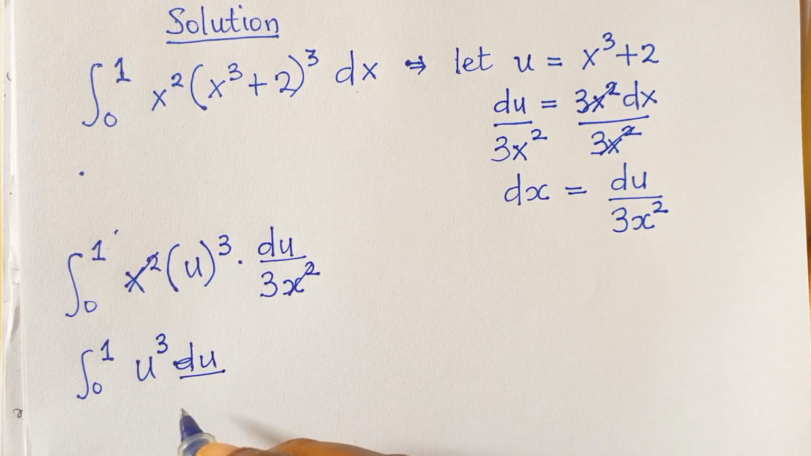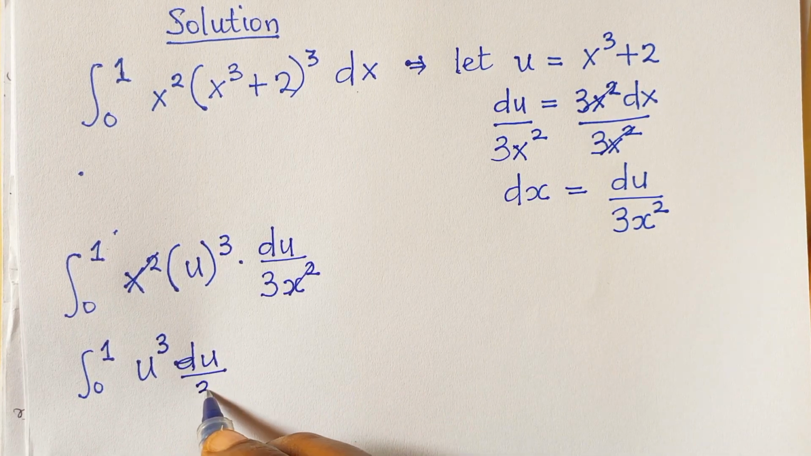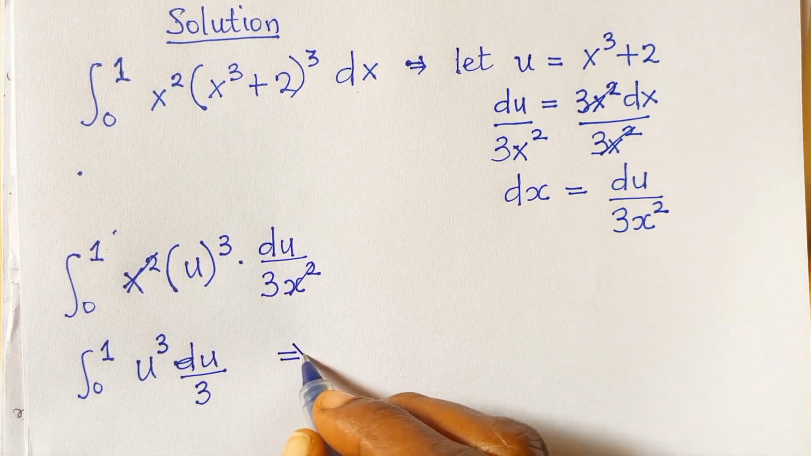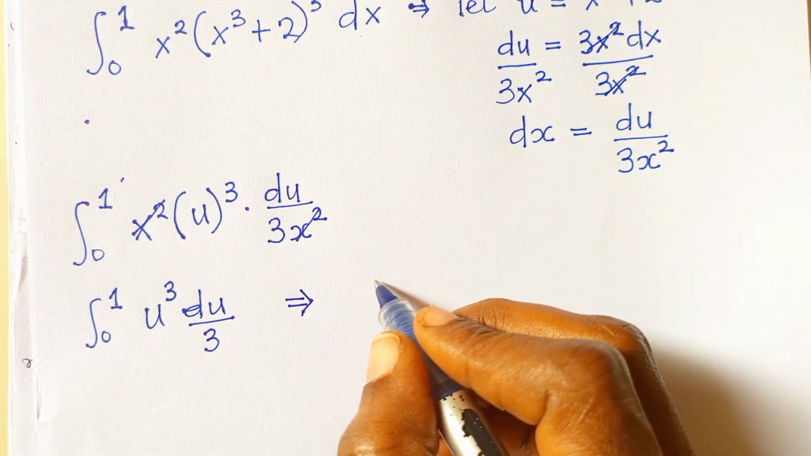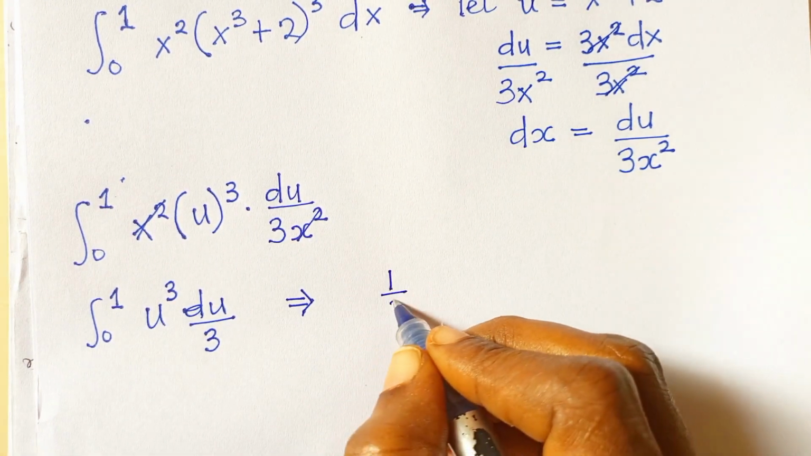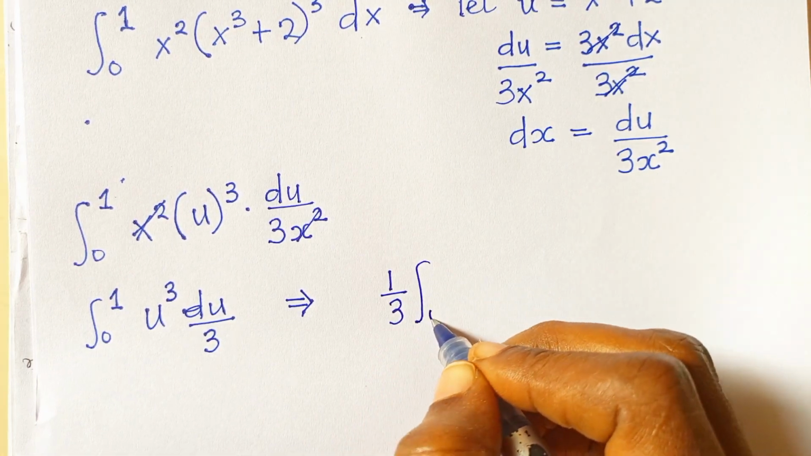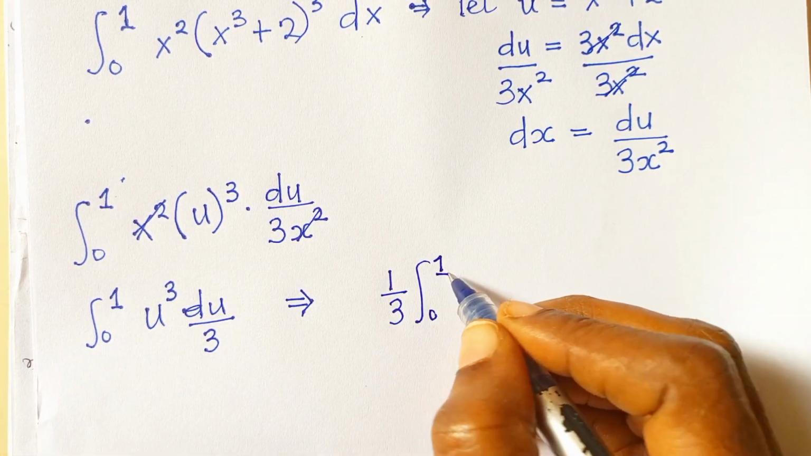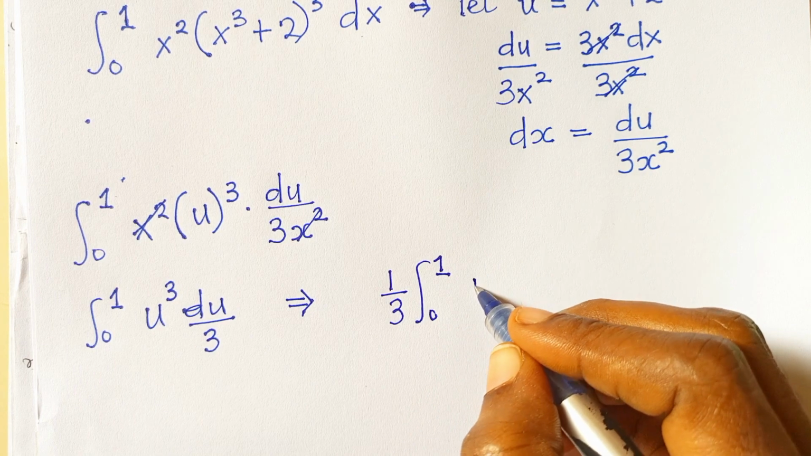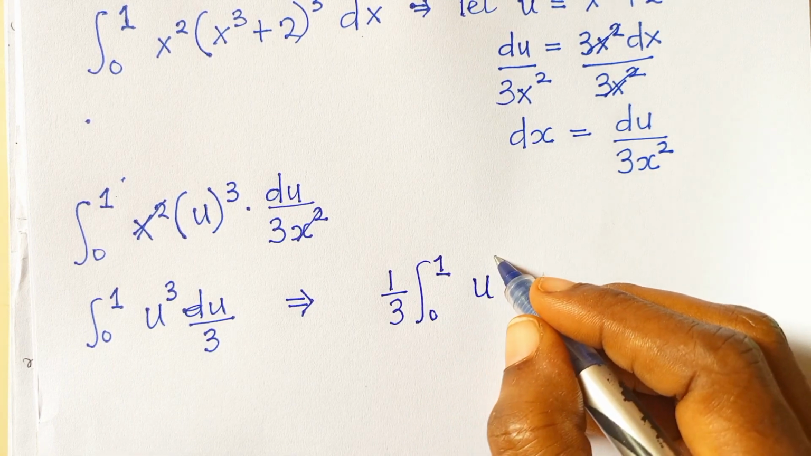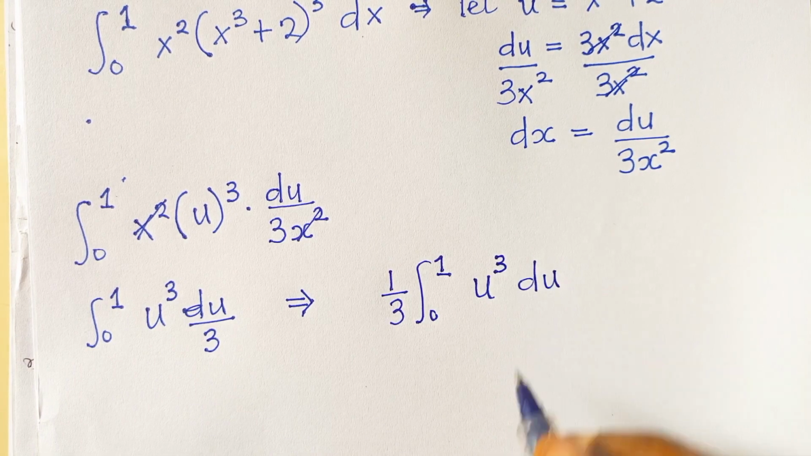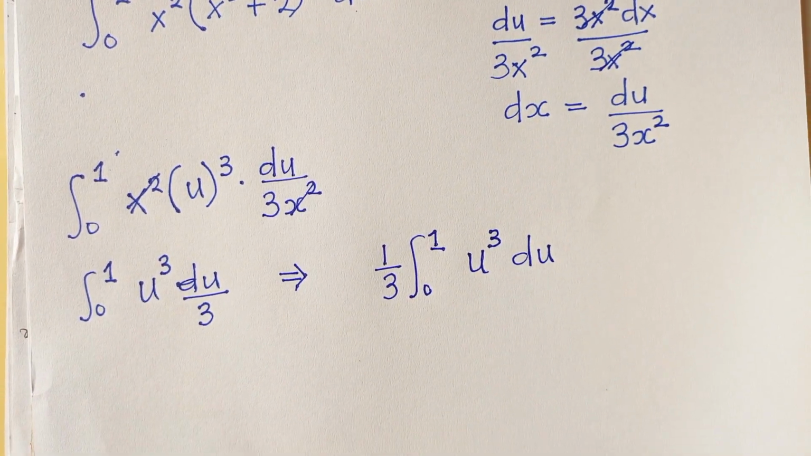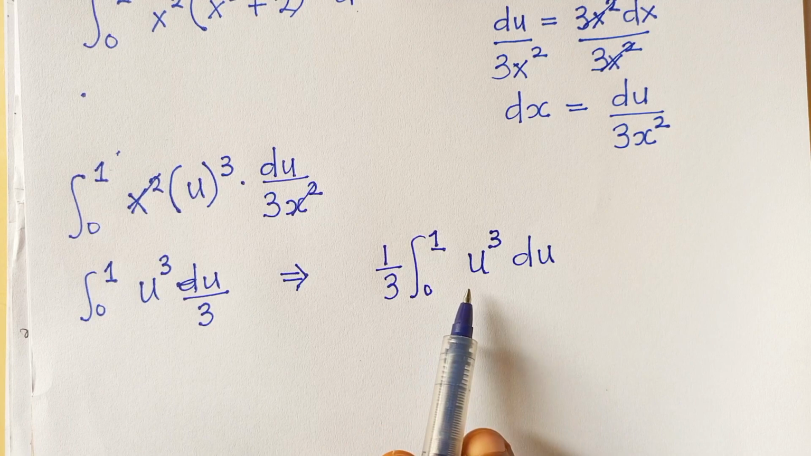Now from here we can see that we can factor out 1 over 3, which is a constant. So our 1 over 3 into the integral of u cubed du. So we reduced the first integral function to this function. So we can easily integrate this function.